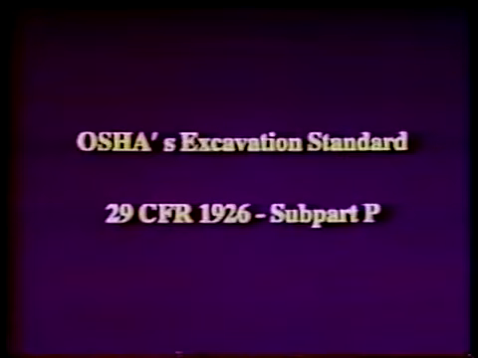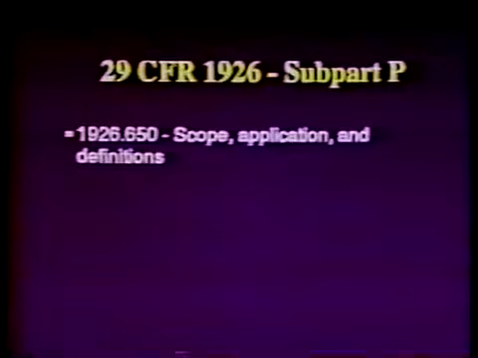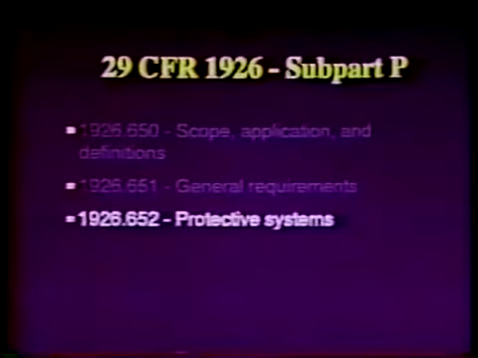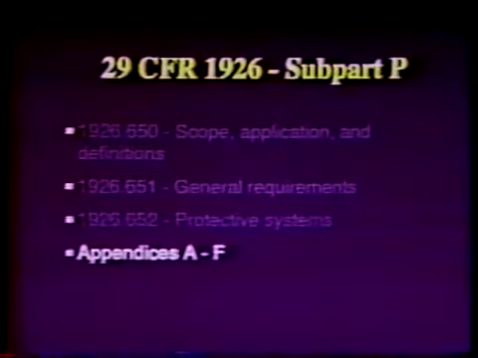OSHA's excavation standard is contained in its Code of Federal Regulations for the Construction Industry, 29 CFR, Part 1926. The standards found in Subpart P consist of 3 sections. Section 1926.650 contains the scope, application, and definitions applicable to Subpart P. Section 1926.651 contains general requirements, and Section 1926.652 contains requirements for protective systems. There are also 6 appendices, A through F.